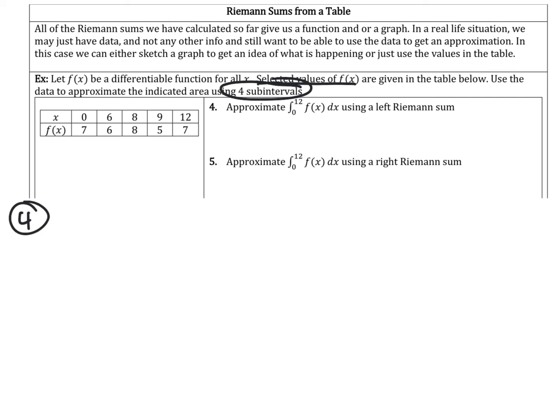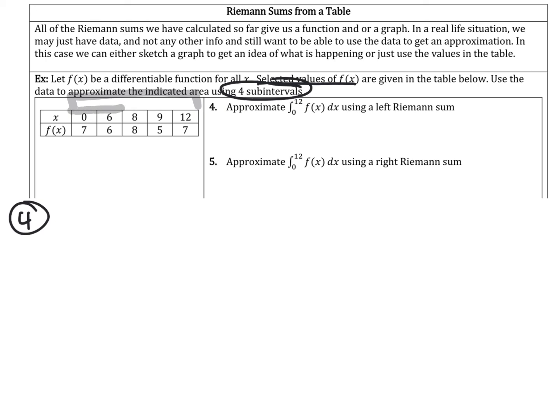So what we need to do is use the 5 data points that we have to come up with 4 area approximations using the width and the height. I'm going to do the best that I can to make this easy to follow. So I need to cut these 5 data points into 4 sections.